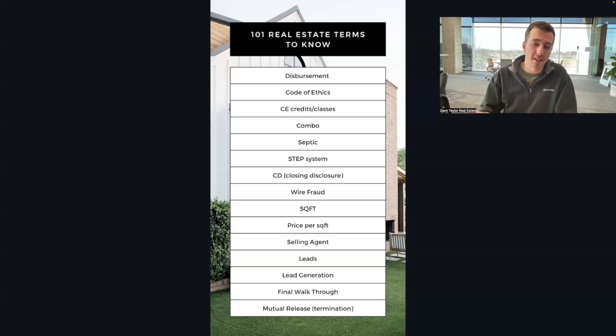Selling agent. So this kind of gets confusing sometimes. The selling agent is also the buyer's agent.